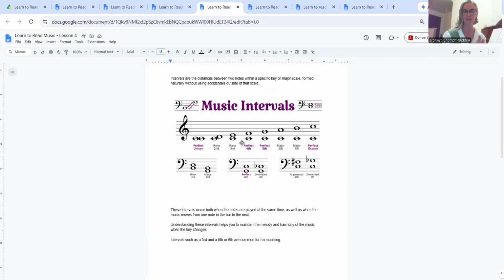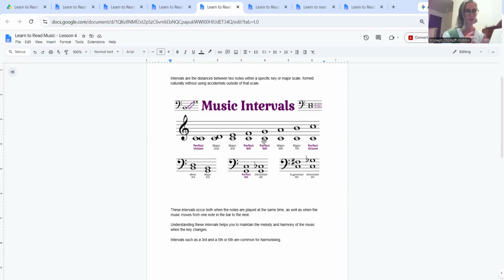When we see this in the music that we're singing at church, if it's a third or a fifth, and you see them written like this, where one is on top of the other, that means that they are sung or played at the same time. Intervals such as a third or a fifth are very, very commonly used for harmonizing. And so you might have that the top note is the soprano part and the bottom note is the alto part.